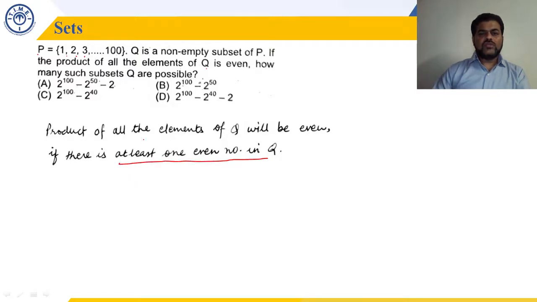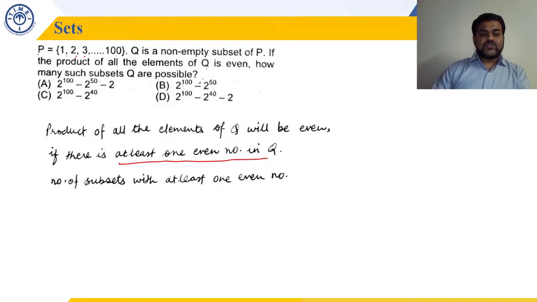So in a group of numbers, if even one number is even, then the product of all the numbers will always be even. If all the numbers are odd, then the product is going to be odd. Okay. So in a group of numbers, if all the numbers are odd, then the product will be odd. But if there is even one single even number, then the product is going to be even. Fine. So basically it means that there must be at least one even number in this subset Q, so that the product of all the numbers is even.